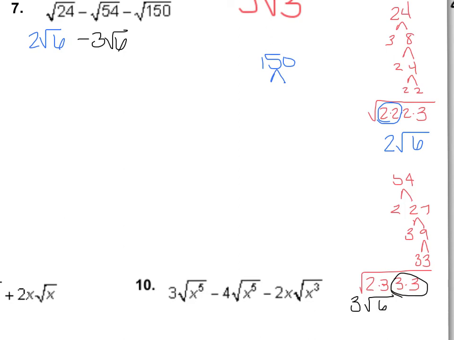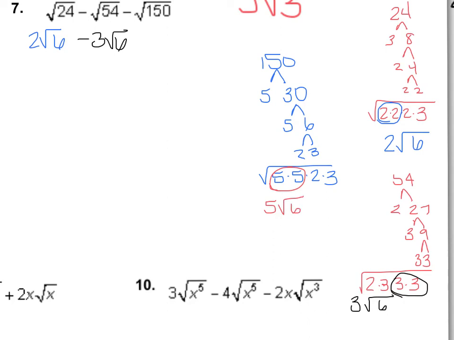Well, I know that's divisible by 5 or 10. You can really kind of do a bunch of different things here. I'm going to go with 5. It's 5 and 30. 30 is 5 and 6, and 6 is 2 and 3. So the square root of 150 is the square root of 5 times 5 times 2 times 3. I have a pair of 5's, so that becomes 5 on the outside and 2 times 3 on the inside, which is 6.